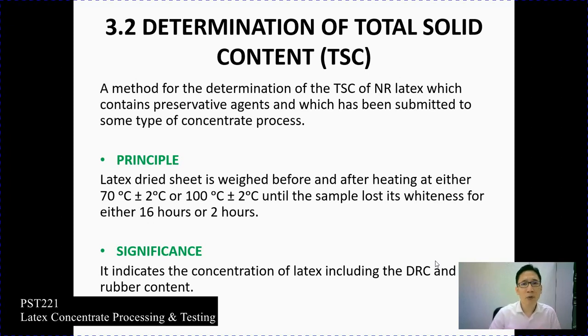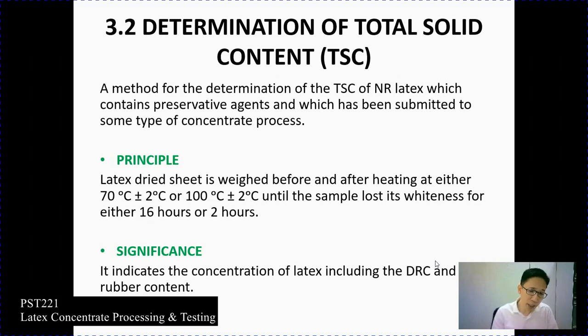Okay. A method for the determination of total solid content of natural rubber latex which contains preservative agent and which has been submitted to some types of concentration process. The principle of TSC is that the latex dry sheet is weighed before and after heating at either 70 degrees Celsius plus minus 2 degrees Celsius, or at 100 degrees Celsius plus minus 2 degrees Celsius, until the sample loses its whiteness, for either 16 hours if you use 70 degrees Celsius or 2 hours if you use 100 degrees Celsius.